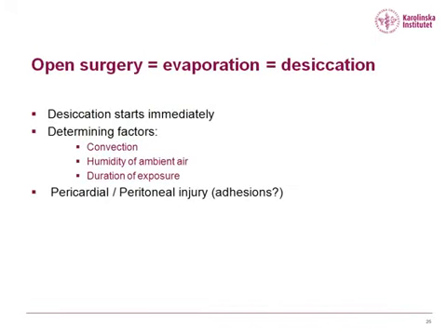During open surgery, you get evaporation. That would cause desiccation of the internal tissues, and the desiccation starts immediately when you open up the skin and tissues. The determining factors are convection, humidity of the ambient air, and the duration of exposure. And that might at least partly explain why we get a pericardial or a peritoneal injury, and partly explain why we get postoperative adhesions.